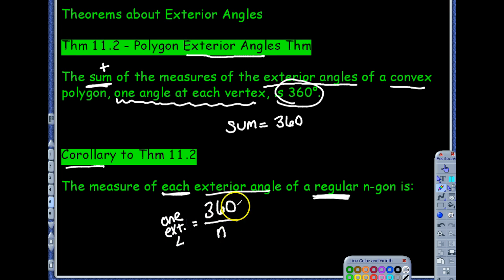Exactly. Now, this one's kind of nice, short, sweet, and to the point, because we know that the sum is always going to be 360 when we're talking about exterior angles. So just divide by the number of sides.